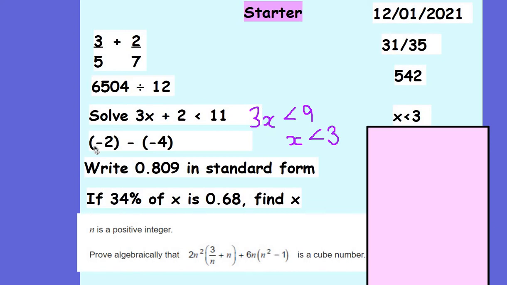For the next one, I've got -2 subtract -4. Well, two negatives in a row make a positive, so that's -2 plus 4, which will give me +2.